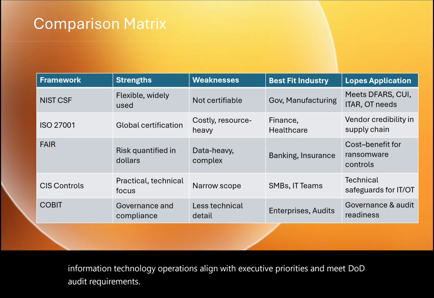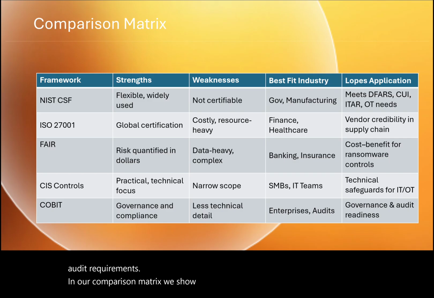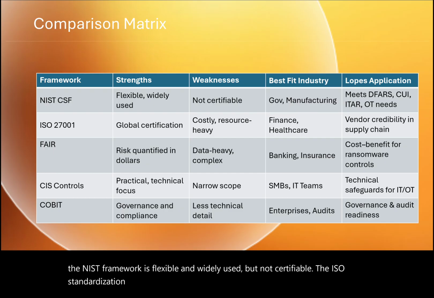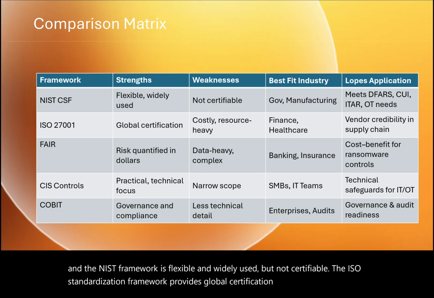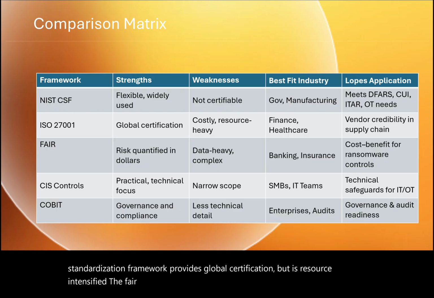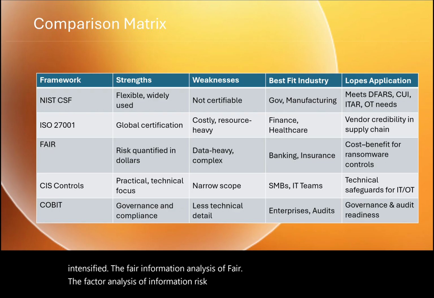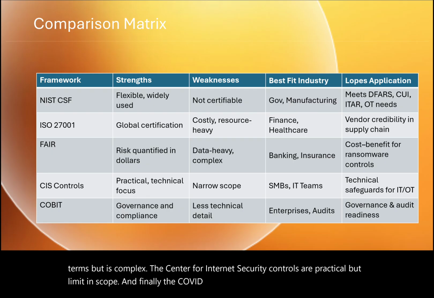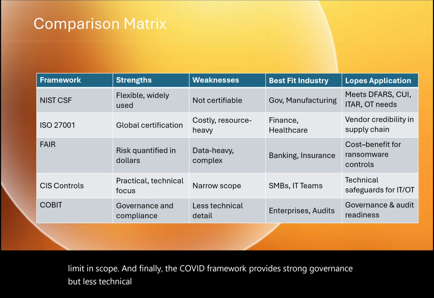In our comparison matrix, we show the unique strengths of each framework. The NIST framework is flexible and widely used, but not certifiable. The ISO standardization framework provides global certification, but is resource intensive. The factor analysis of information risk framework translates risk into financial terms, but is complex. The Center for Internet Security Controls are practical but limited in scope. And finally, the COBIT framework provides strong governance but less technical guidance. Lopes Manufacturing benefits from using all these multiple frameworks together.